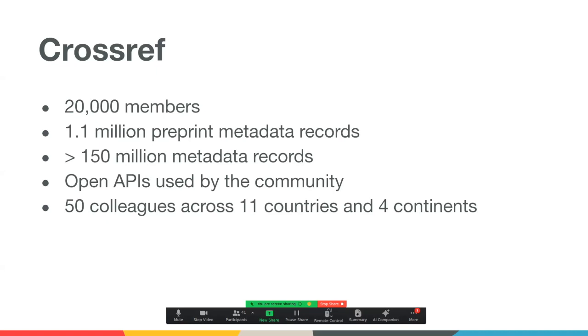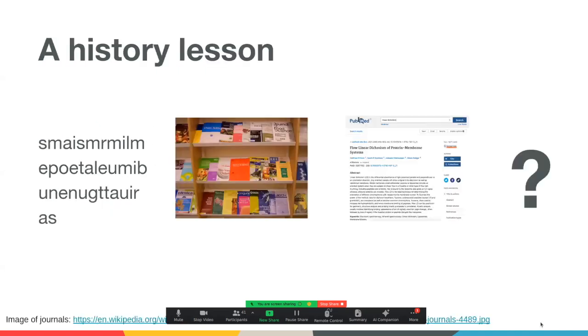We have an amazing team, a few of whom are on the call today. We cover 11 different countries and 4 different continents. We're not quite as diverse as our membership, but we're working on it, and it is something that's very important to us to be multilingual, be based in different countries, and really truly global.